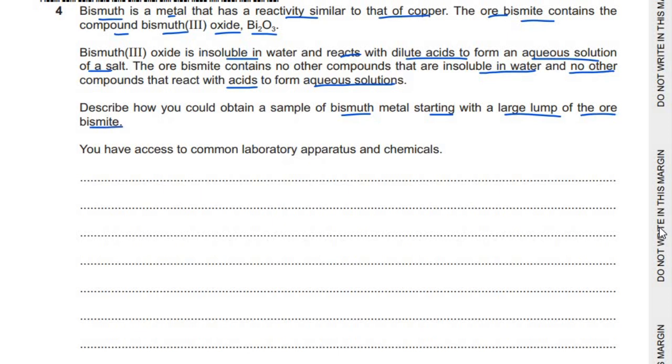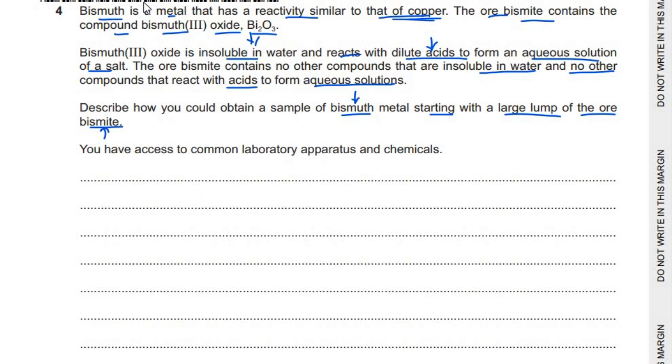So you have a large lump of the ore, from which we need to obtain the metal bismuth. Now, it is written that bismuth has a reactivity similar to that of copper. One more piece of information is that bismuth oxide is present in the ore, which is insoluble in water but reacts with dilute acid. Since its reactivity is similar to copper, we can extract it with the method used for copper, like adding carbon.